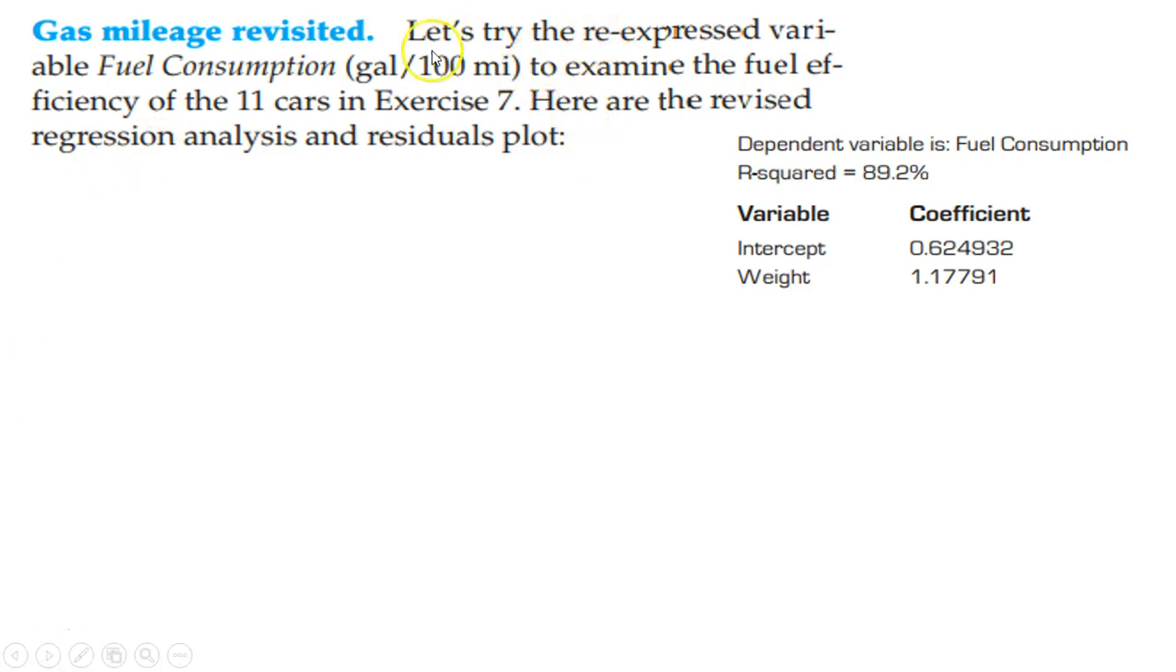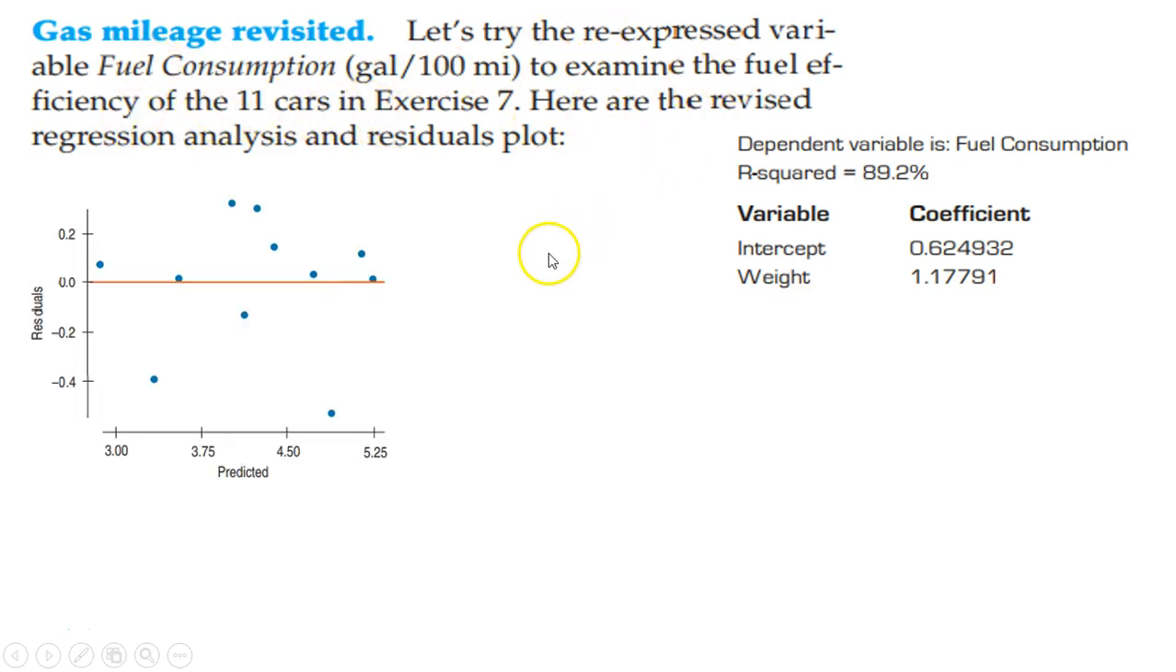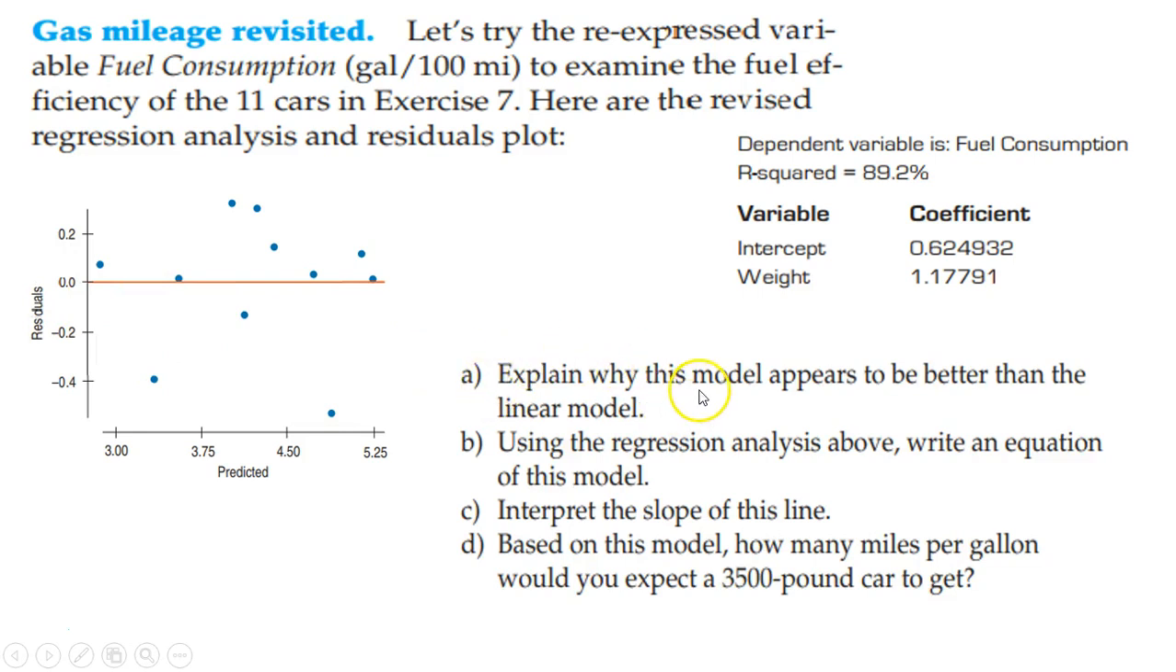It says, let's try to re-express the variable fuel consumption to examine the fuel efficiency of the 11 cars. And here's the revised regression analysis. So these are the residuals now. Maybe there's kind of a pattern. Like maybe you could argue that that's happening, but I don't see as much of a pattern as before. So explain why this model appears to be better than the linear model that we had before, right? So explain why that's the case.